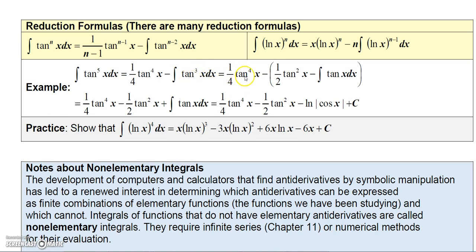Well, so you're going to get 1/4 tangent fourth x minus, okay, and now for this, you're going to use the reduction formula again for tangent cubed. So if you use the reduction formula again, this time n would be 3, so you'd have 1 over 3 minus 1 times tangent to the 3 minus 1, 2x, and then minus the integral of tangent x. And then distribute your minus, and you're going to have this term minus this term, and now you have plus the integral of tangent x. So now we actually have a formula for integrating tangent x dx, and that's actually minus the natural log of the absolute value of cosine x plus a constant.